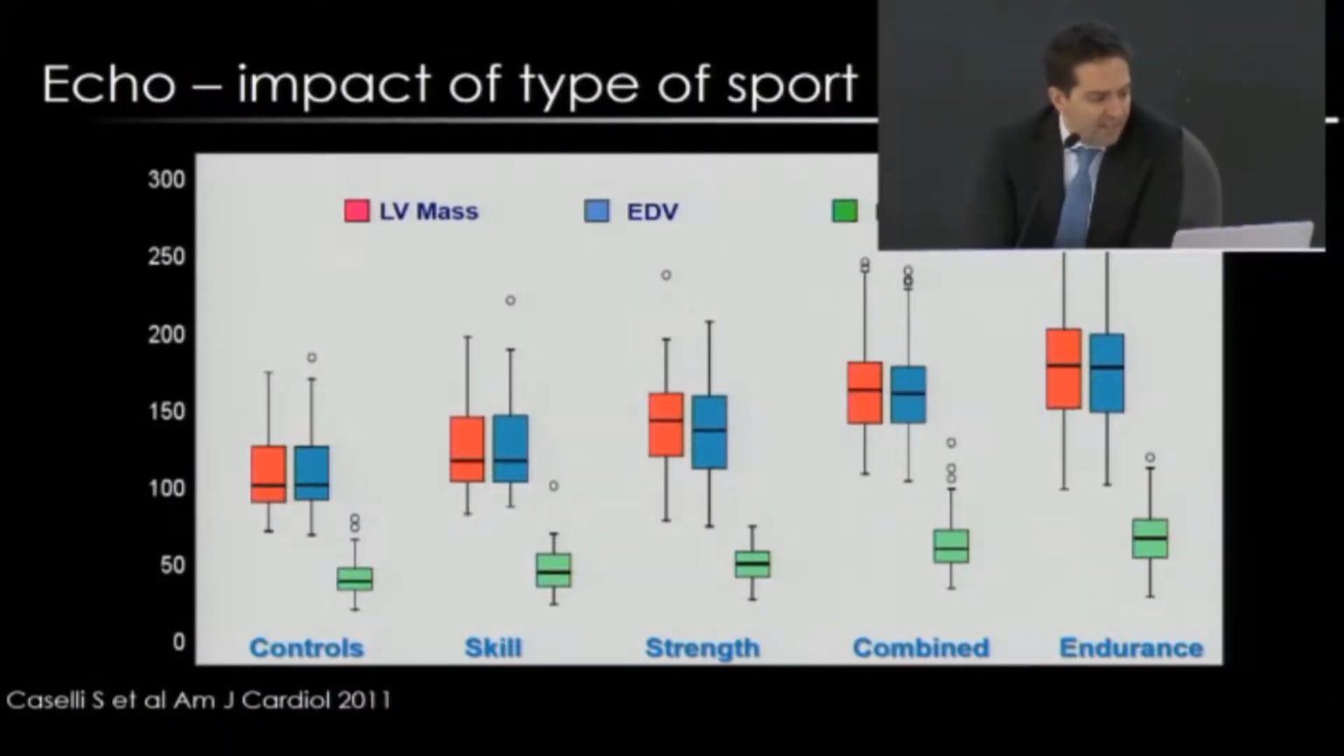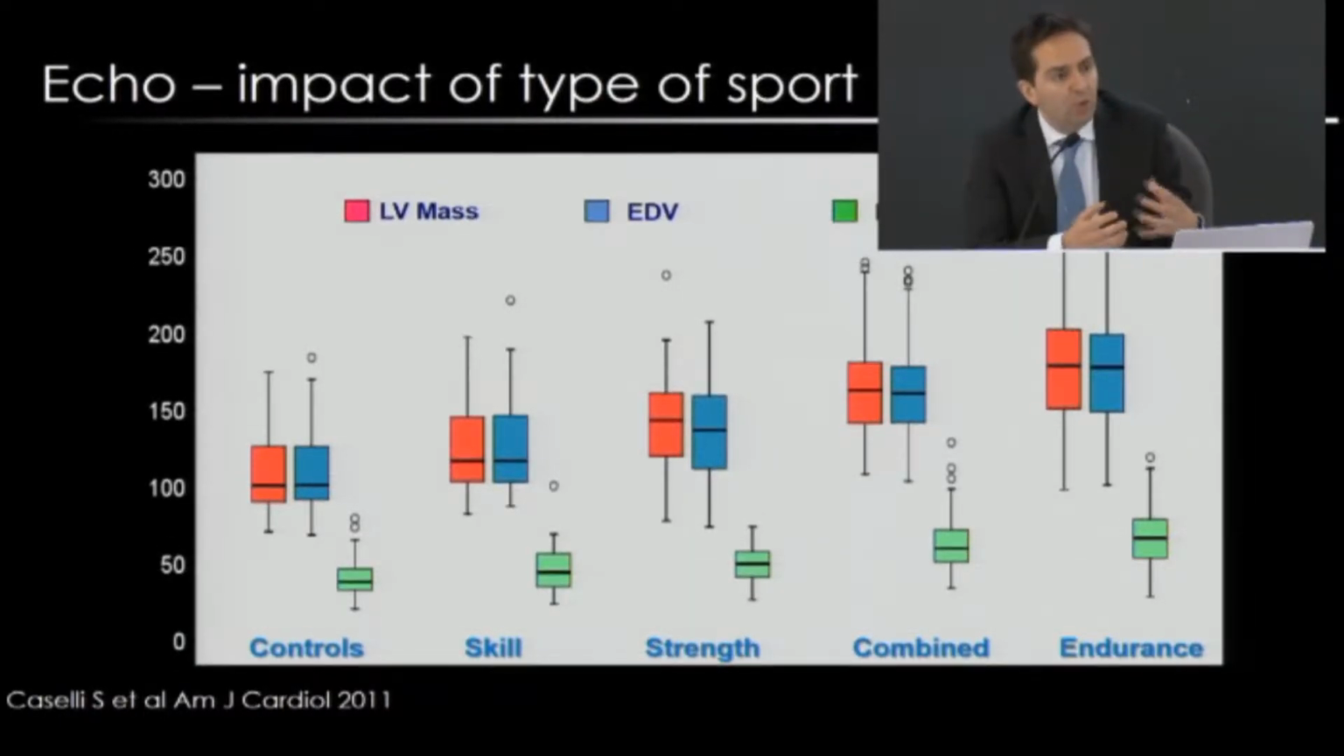The other point is that, of course, the type of sport would impact the size of the left ventricle. So a bowling athlete or an archery athlete will not have the same left ventricle as a rower or as a cyclist. And as you can see, this is a study that we did with three-dimensional echocardiography, and you see that with increasing hemodynamic overload, going from skill to strength, combined or endurance athletes, there is an increase in end diastolic volume of the athletes.